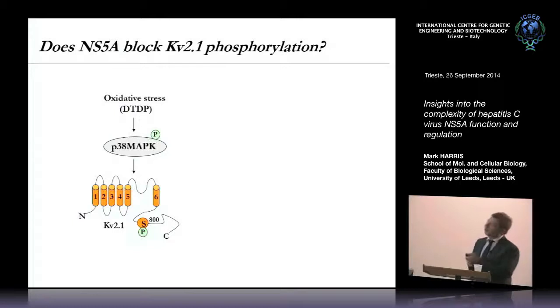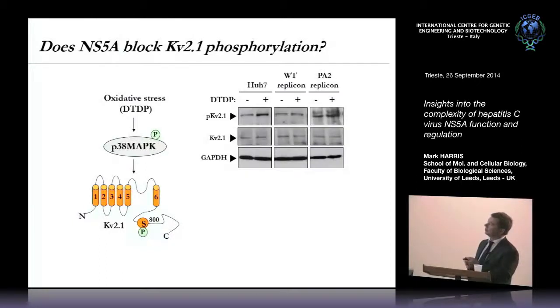So we asked whether NS5A blocked that phosphorylation. And like I said, there's an antibody to this phosphorylated form of Kv2.1. Okay, so let me just take you through this. What we did was to take HUH7 cells, or cells harboring the wild-type replicon or the proline mutant replicon, and treat them with this DTDP, which is an inducer of oxidative stress. And then Western blot for the phosphorylated form of Kv2.1, or total Kv2.1, with GAPDH as a control.